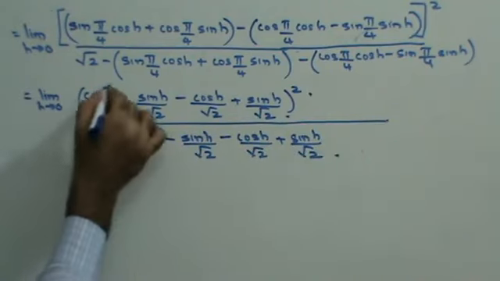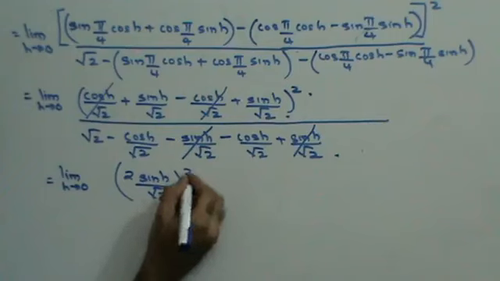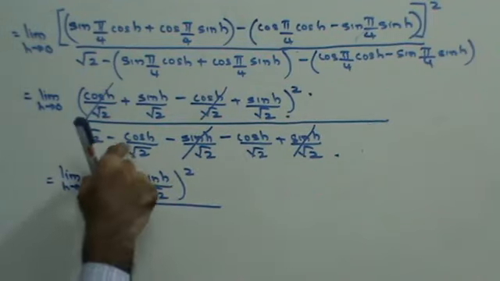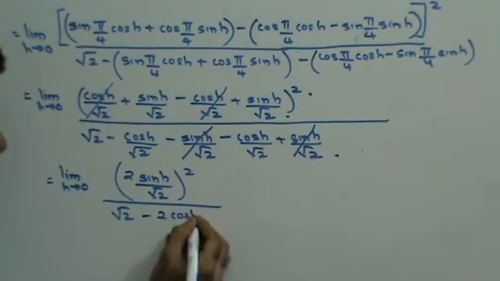Right? Now, plus cos h by root 2 minus cos h by root 2 gets cancelled. Similarly, here sin h by root 2 plus sin h by root 2 gets cancelled. This is limit of h tends to 0. Sin h plus sin h is nothing but 2 sin h by root 2, the whole square upon, this is root 2 minus cos h by root 2 minus cos h by root 2, which is 2 cos h by root 2.